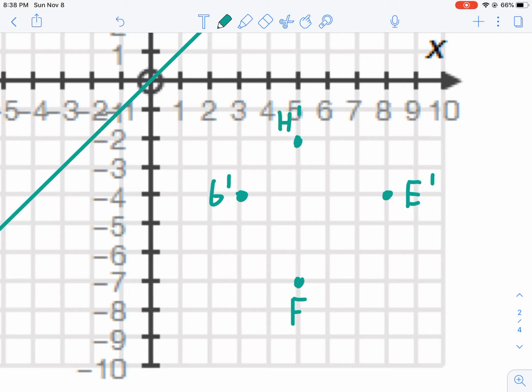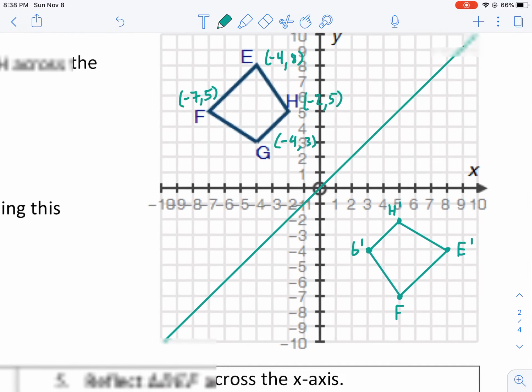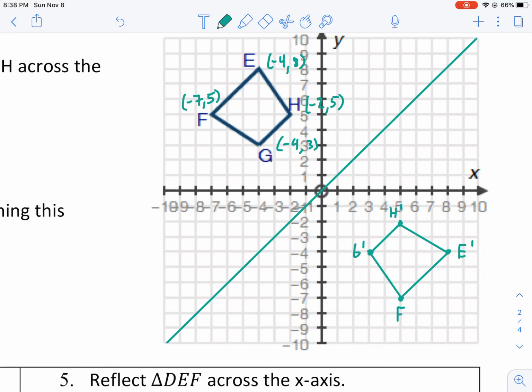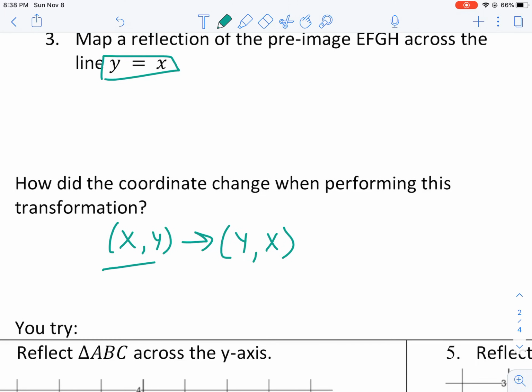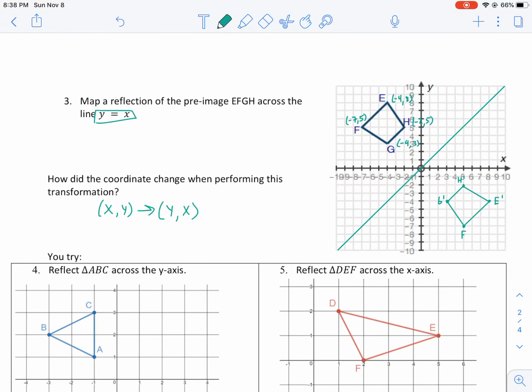And if we connect our points and look at what we just drew, it should look pretty similar to the original shape, just reflected diagonally across that line. So you can see how it's been reflected. This is the only one that's a little bit tricky, and you just need to remember this rule right here, okay? X and Y are just going to flip places. All the other ones you can count.